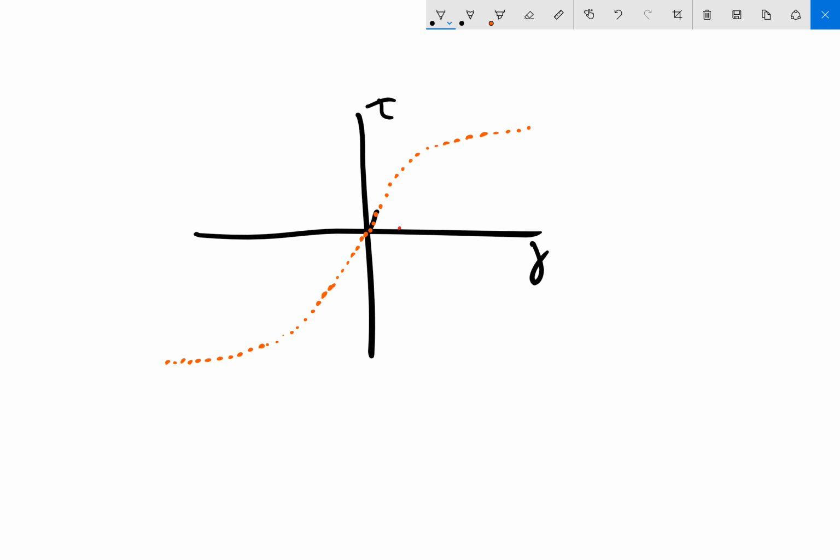So if I'm loading this soil up for the first time, whatever strain I go to, I want to pause for a minute. Hold on a second.